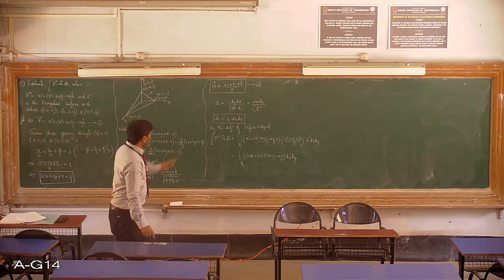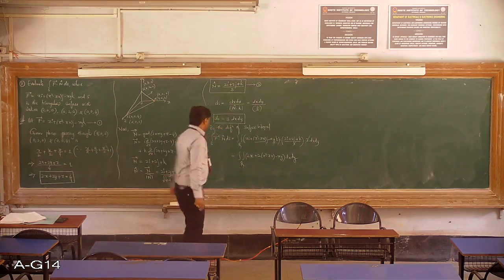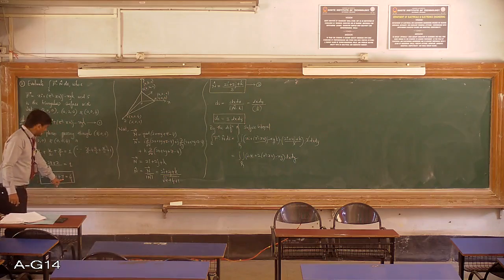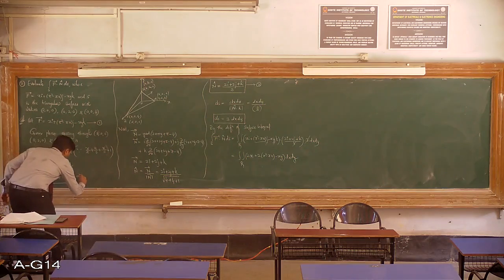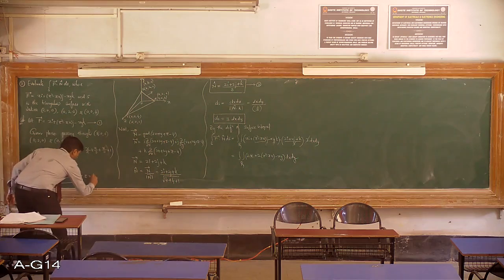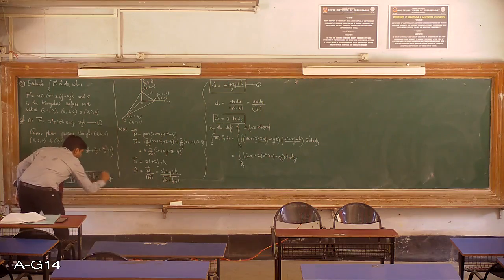Because I don't want z in this particular integral. So how to eliminate the z? Here you have an answer. If you convert z in terms of x and y, what you will get is 4 minus 2x minus 2y. Okay, this is your z.